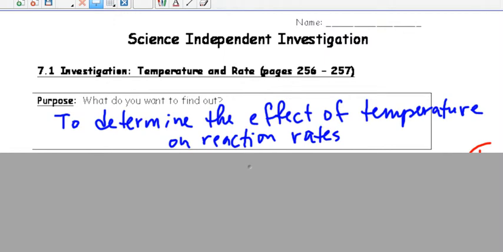Welcome back, Science 10. This video marks the beginning of the reaction rates section. The first experiment you'll be doing is investigating how the rate of a reaction is affected by temperature. So that's basically what the purpose is, to determine the effect of temperature on reaction rates.